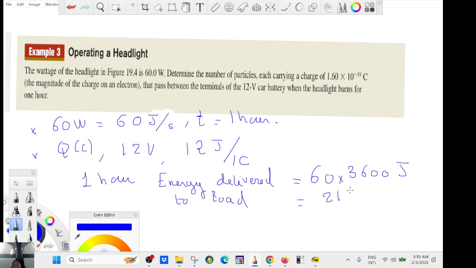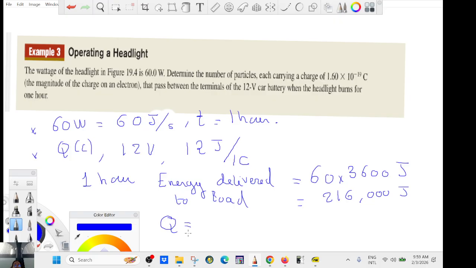So did you find 216,000 joules? That will be the total amount of energy delivered to the load in 1 hour. And you know that this energy will be delivered by each coulomb, 1 coulomb. So each coulomb of charge delivers 12 joules. So let's find how many charges you need to get that amount of energy.